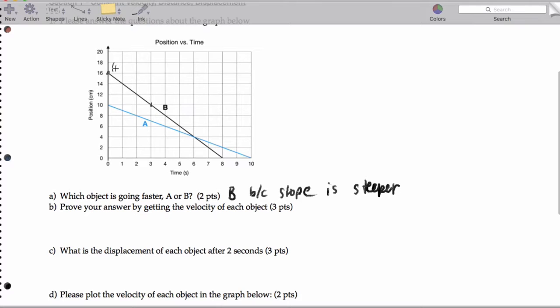So here I'm at 0, 16, and here I'm at 3, 10. So let's get that slope. That's going to be, for object B, the velocity of object B is going to be its rise over its run, so that's going to be 10 minus 16 over 3 minus 0, and that's going to end up giving me -2 meters per second.